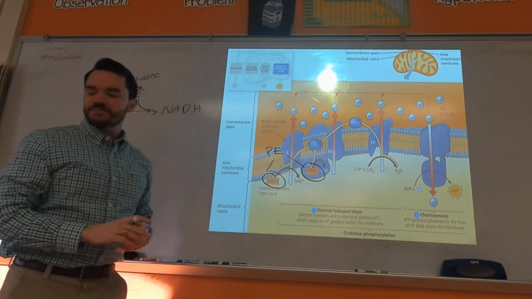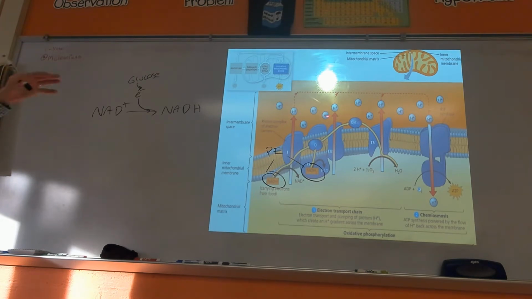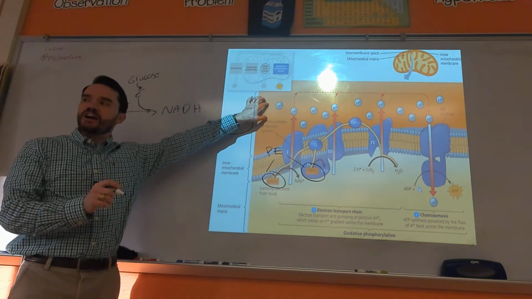Then the electron transport chain, the idea of that is we are going to remove those stored electrons from NADH and FADH2. In other words, we're going to oxidize NADH and FADH2 and use the energy from oxidizing those two electron carriers to pump hydrogen ions to the inner membrane space. You've got to know the locations of these things. The inner membrane space, that's where the hydrogen ions are at.